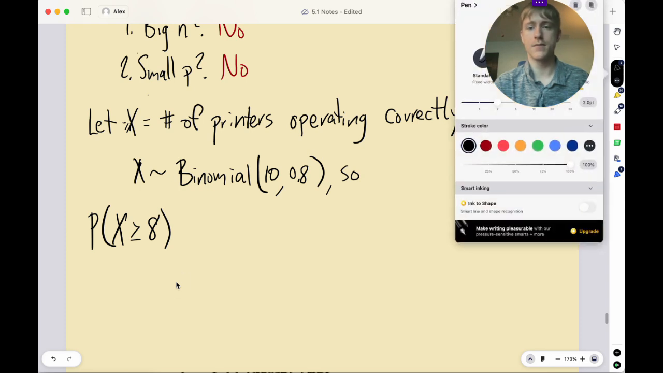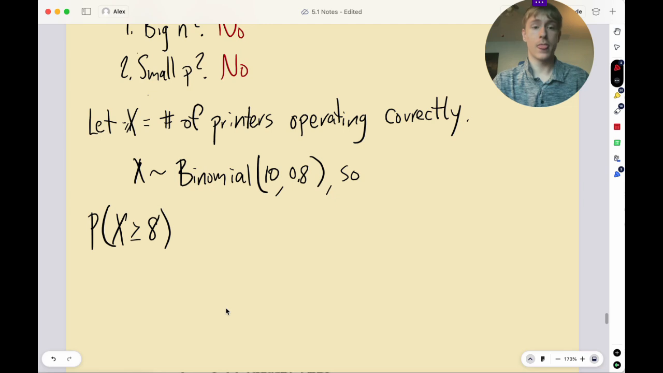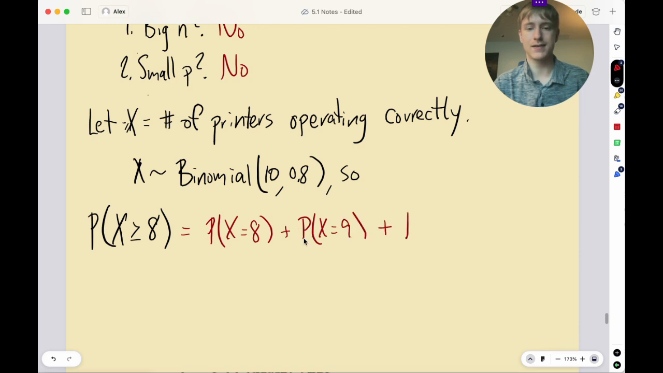Okay, so what's that going to be? Well, I don't know. What you could do is plug it into the calculator, which is a totally fine thing to do. I'm going to work this one out by hand. It's going to be the probability that x is equal to 8 plus the probability that x is equal to 9 plus the probability that x is equal to 10. Since it's discrete and adding 3 of these probabilities up is not that much, we can just do it by hand.